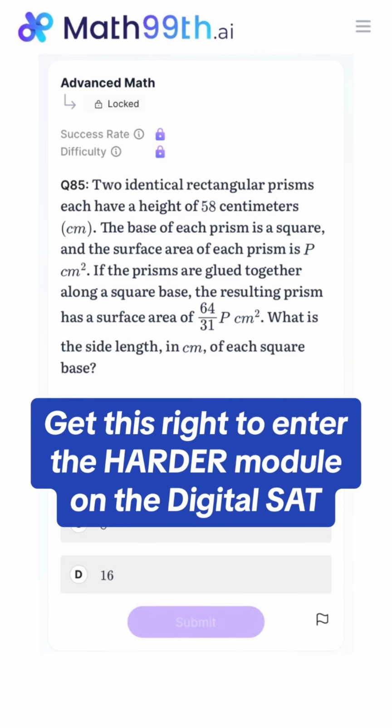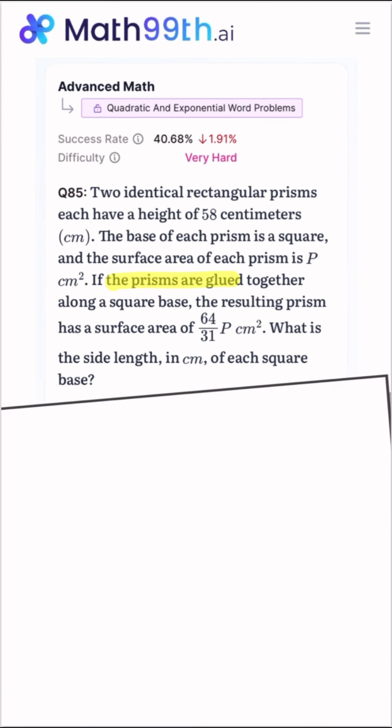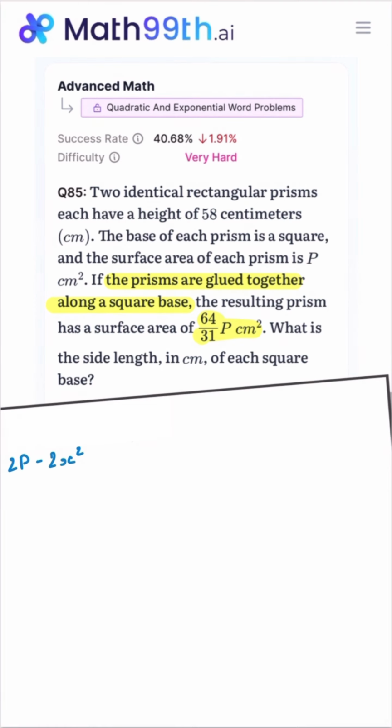Get this right to enter the harder module on the digital SAT. Let x represent the side length, in centimeters, of each square base. If the two prisms are glued together along a square base, the resulting prism has a surface area equal to twice the surface area of one of the prisms, minus the area of the two square bases that are being glued together, which yields 2p minus 2x squared centimeters squared.